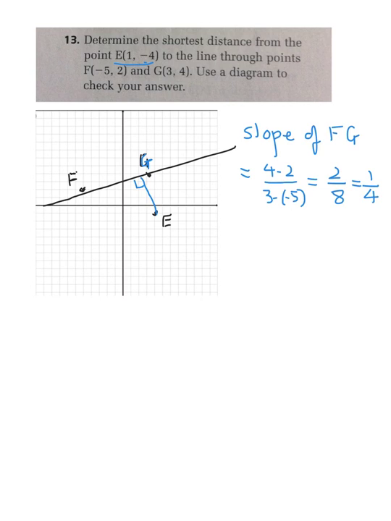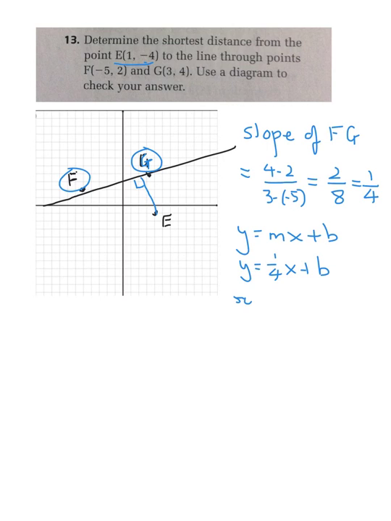And we know the equation of FG will be y equals mx plus b. We're going to need the equations of both lines here. So therefore y equals 1/4 x plus b. How do we find b? Well, we sub in either F or G. And let's go for G because it's maybe a little easier.